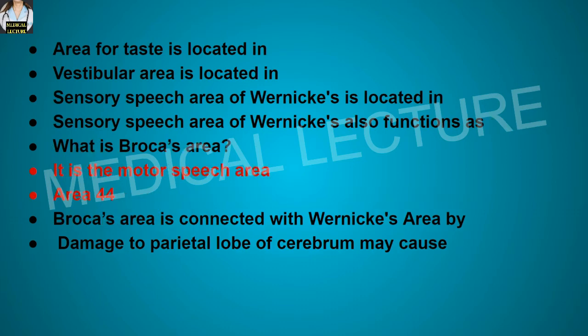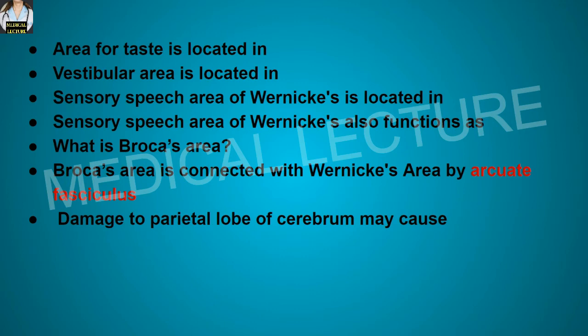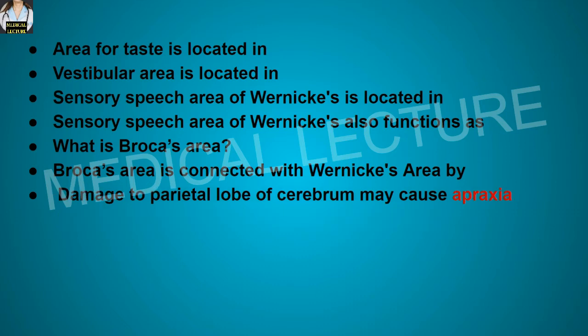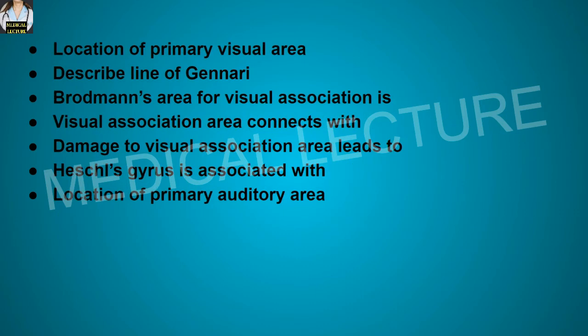What is Broca's area? It is the motor speech area, area number 44. Broca's area is connected with Wernicke's area by the arcuate fasciculus. Damage to parietal lobe of cerebrum may cause what? Apraxia.